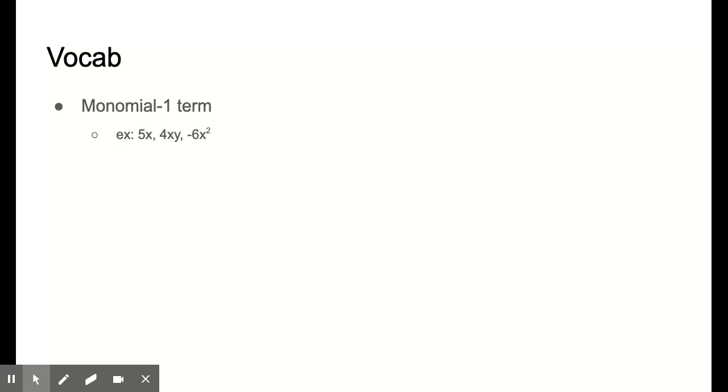So remember, we can have a coefficient on the monomial, but we're not adding or subtracting anything to it. So one term is strictly one term with nothing added or subtracted to it. So again, we can have that coefficient in front that's being multiplied to the variables, and that's still considered one term.